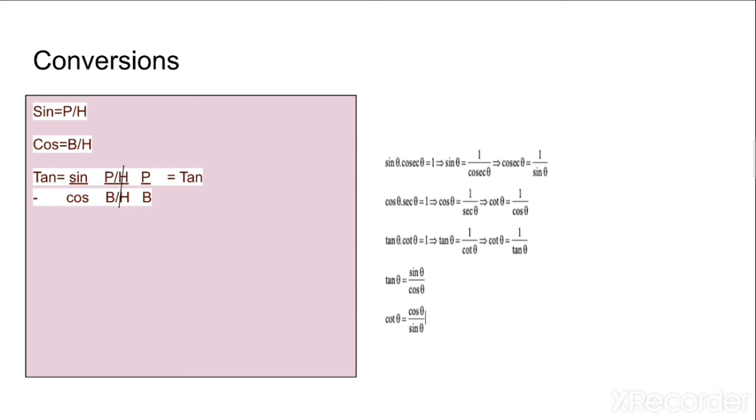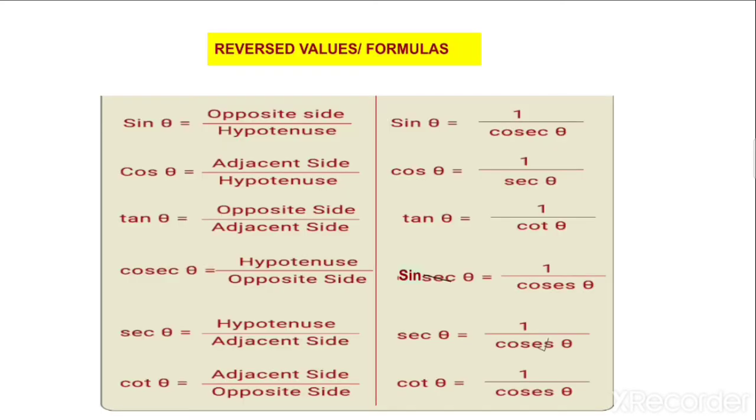Once again, sine theta is equal to 1 by cosec theta. If I bring cosec theta to the left-hand side, it becomes sine theta into cosec theta equals 1. Yes or no? Similarly, cos theta is equal to 1 by sec theta. The sec theta comes to the left-hand side. It becomes cos theta into sec theta equals 1. And tan theta into cot theta equals 1.